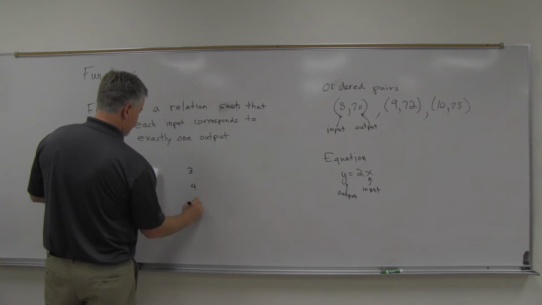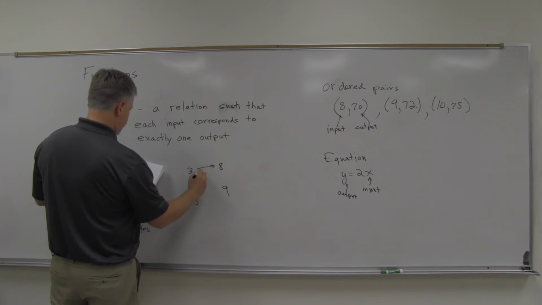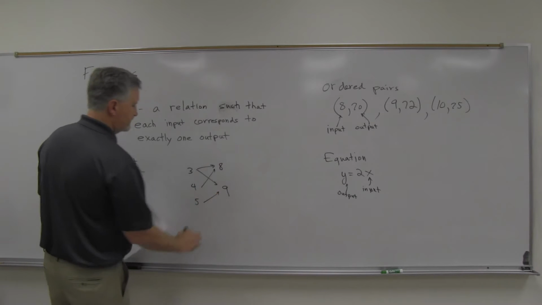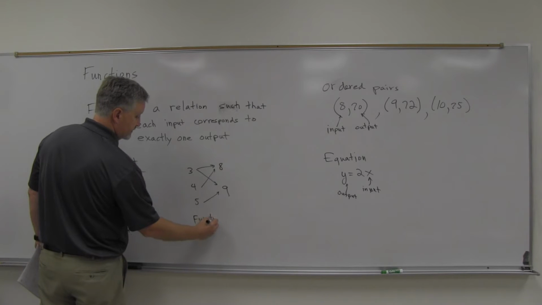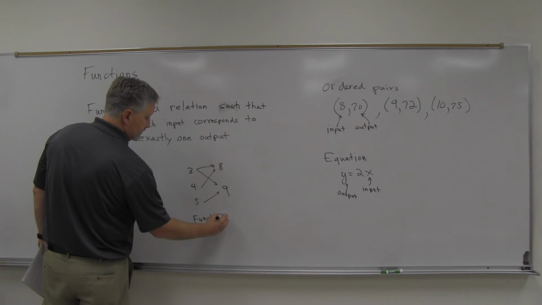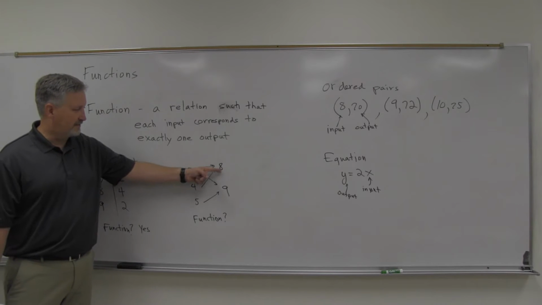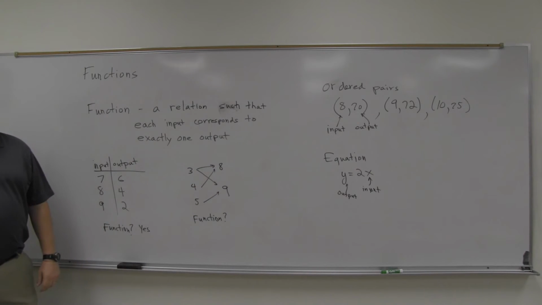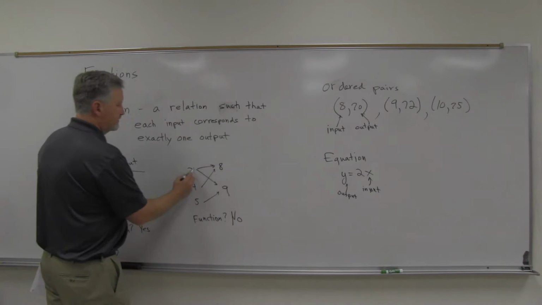3, 4, let's do a mapping here. 3, 4, 5, 8, 9. 3 goes with 8, 3 goes with 9, 4 goes with 8, 5 goes with 9. So yeah, this one illustrates an example of when you have one input, but it's going to more than one output, isn't it? The 3 goes to the output 8 and to 9. So it's not a function, right? That one's not a function because your 3 goes to two outputs.